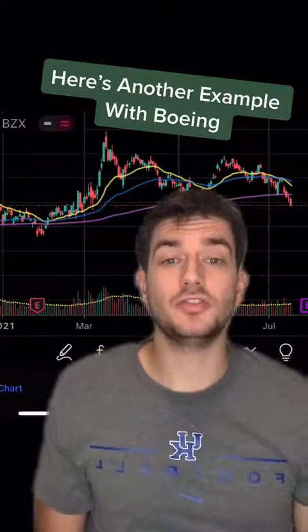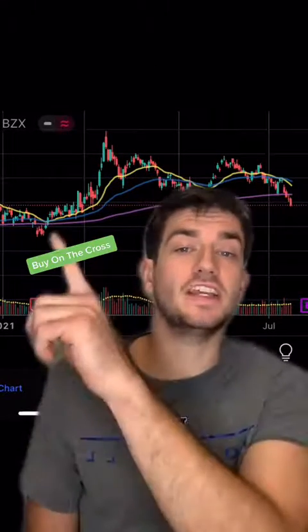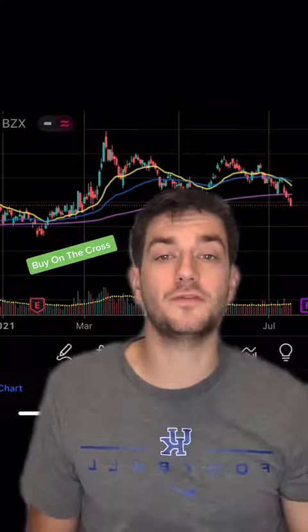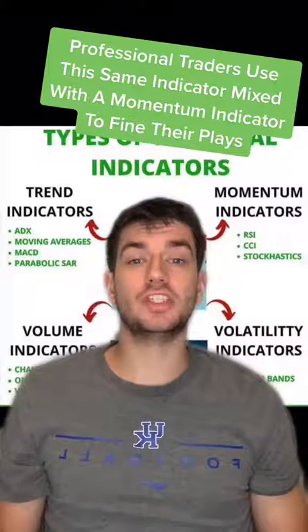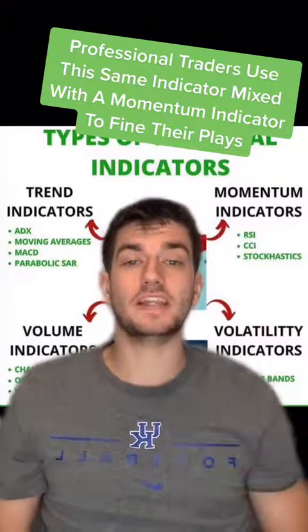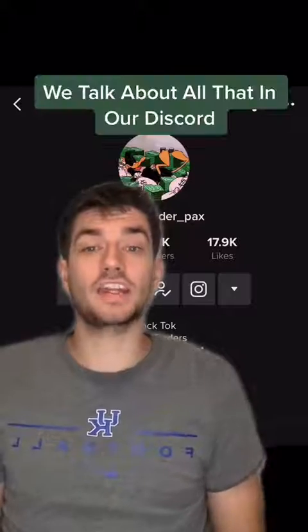Here's another example using Boeing's chart. If you simply bought in here when the 20-day EMA crossed over the 50, you would have bought here and sold right here. Tons of professional traders use the EMA indicator mixed with a momentum indicator to spot their setups. And we talk about how to do that right here.